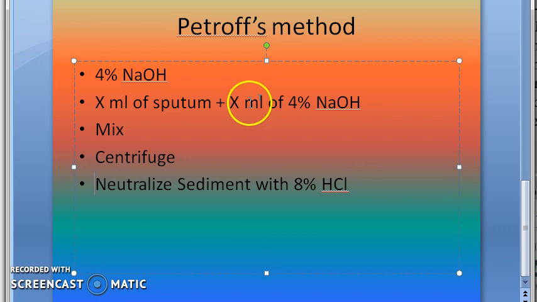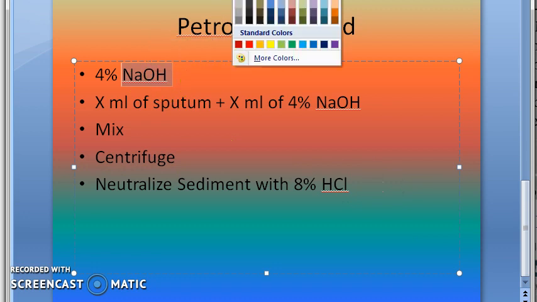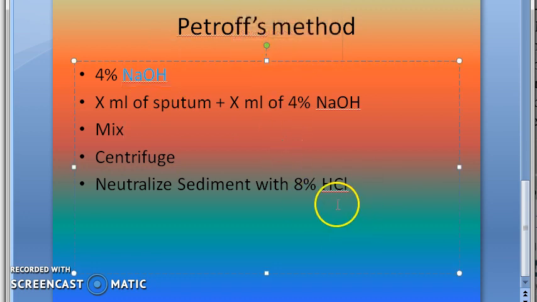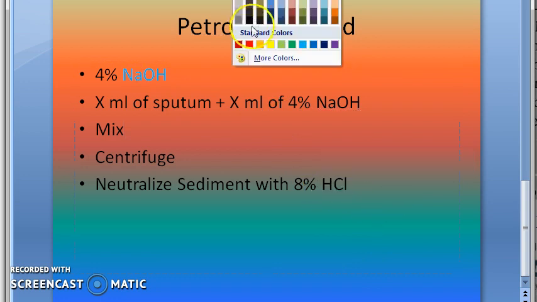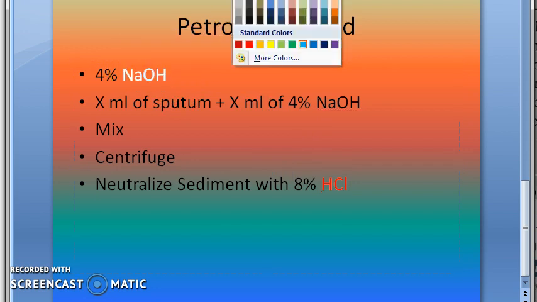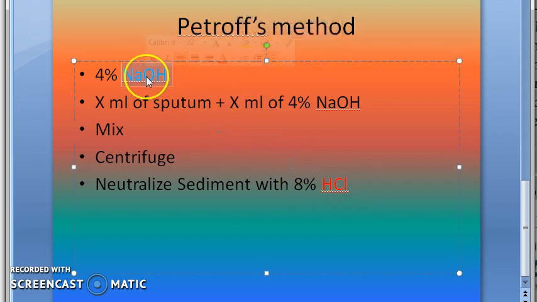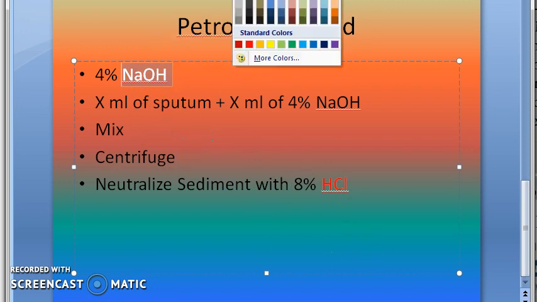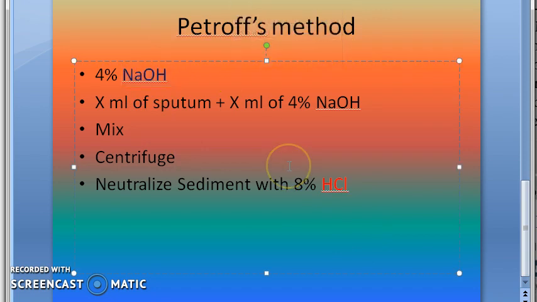So you are adding base here. Now you are adding acid to neutralize it. You remember you added base, now you are adding acid to neutralize it. I think the colors are really difficult for you today. I have chosen very loud colors today. Okay, so you are adding NaOH, now you are adding HCl to neutralize it. Is it clear? Petroff's method.